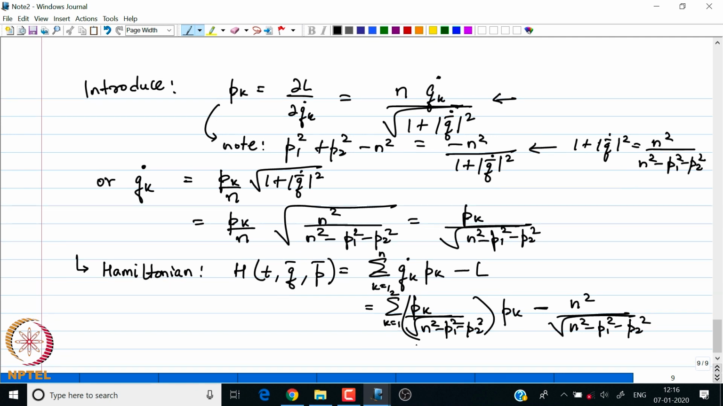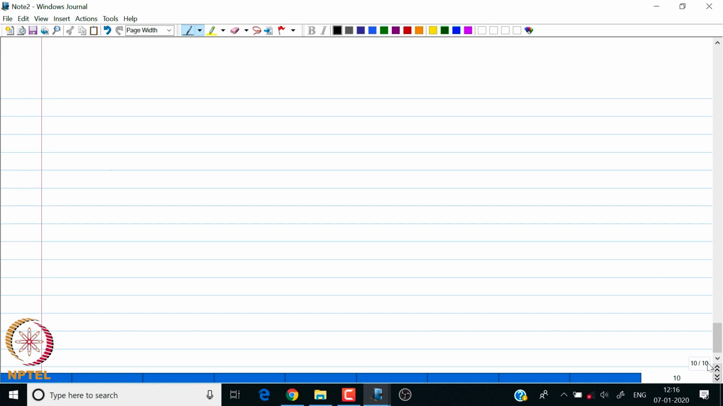And then after substitution and simplification, I get that this is also equal to n square minus p1 square minus p2 square, and that is my Hamiltonian. So the moment I have defined my conjugate variables described by this relation, I can immediately write the Hamilton's equations.